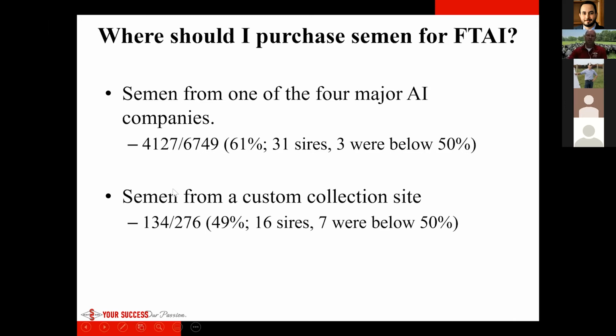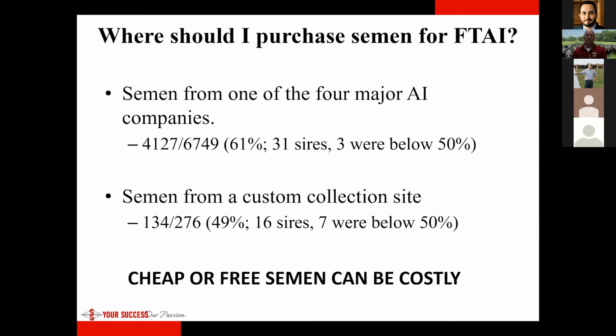A much smaller sample size here, 276 inseminations with this custom collection site semen, 49% overall conception rate. 16 sires here, and 7 of those were below 50%. So I say that because taking your bull maybe to a custom collection facility, not really knowing what kind of quality product you have when you come home, it may be perfectly fine. It may be great success, but it also may not be.